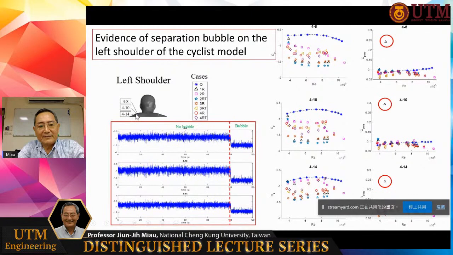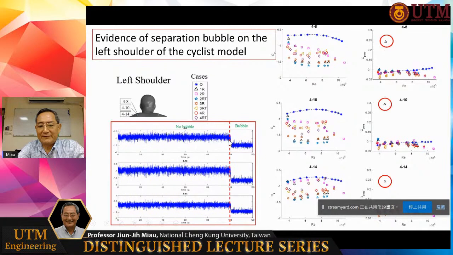So if you look at this result, these data points, and we look at these real-time signal traces, we are able to confirm that there is a separation bubble developed on the left shoulder at a certain time instant. Definitely, this is at a fixed flow speed.